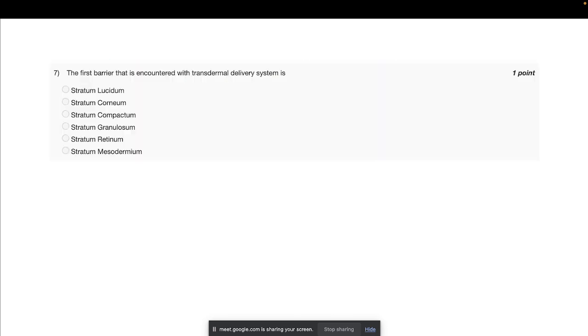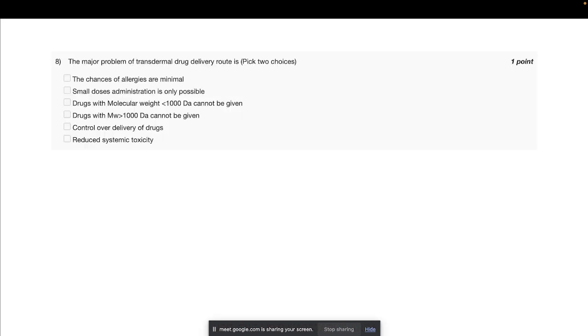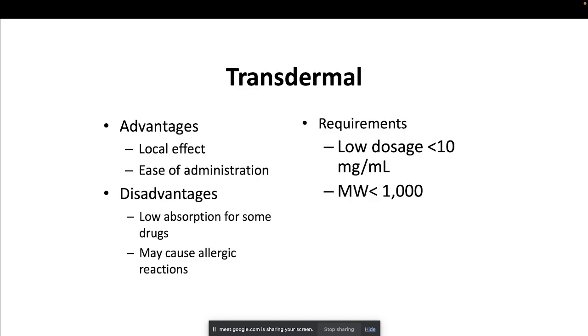The next question was, the first barrier that is encountered with transdermal delivery system is known as the stratum corneum. This was available in the slides and the lectures. Next, the major problem of transdermal drug delivery route is small dose administration is only possible, and drugs with higher molecular weight cannot be given, because there is a limit to what your skin can hold. So you can't give dosages above 10 mg per ml. And also if you have a very high molecular weight drug, it won't be able to pass through this transdermal route.